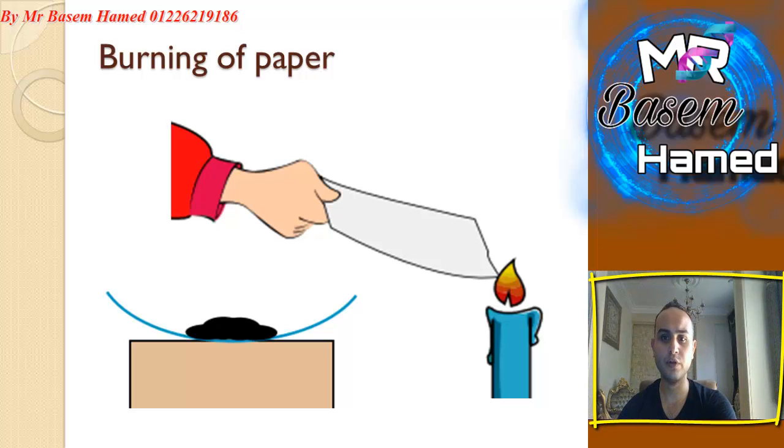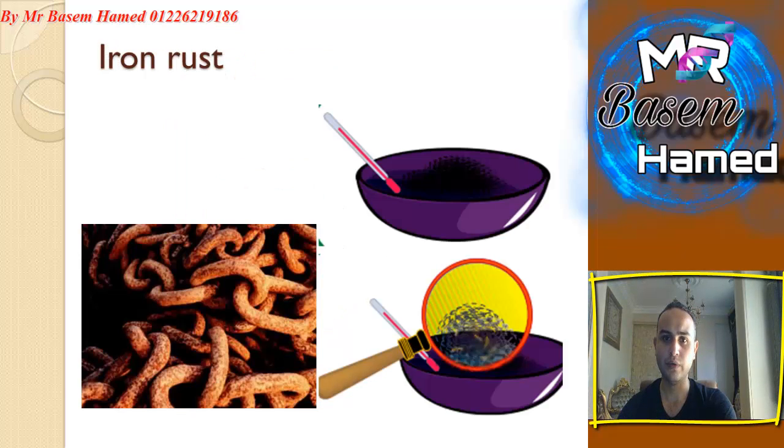Burning of paper. When we burn the paper, its shape changes into black ash, and the structure changes too, as we cannot write on this paper again. So it was a chemical change. Iron rusting means that when we put the iron in the air and the water vapor, a layer of iron oxide forms on it. So the change occurred to its shape and the structure. So this is a chemical change.